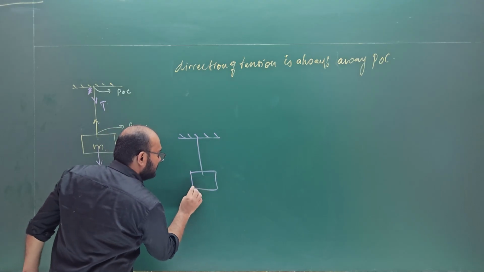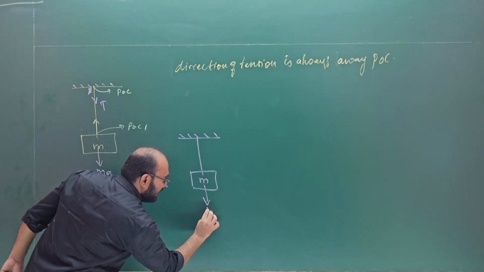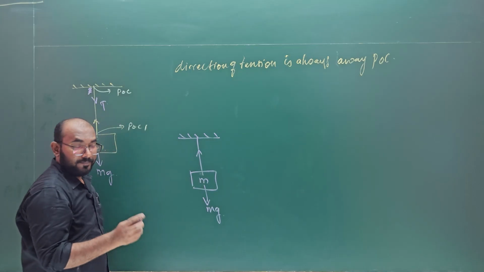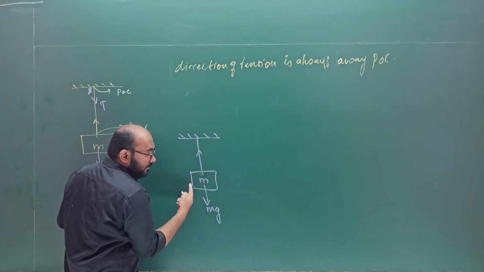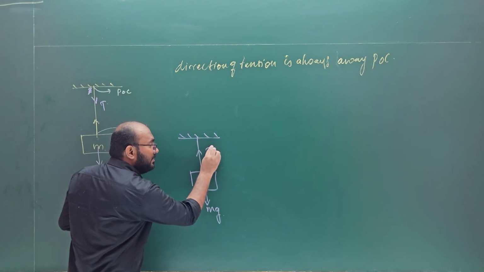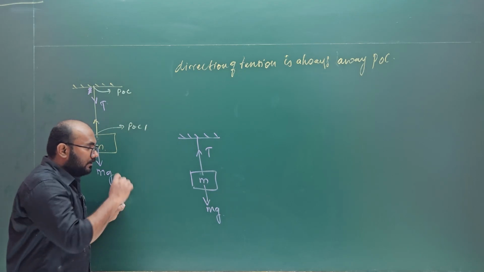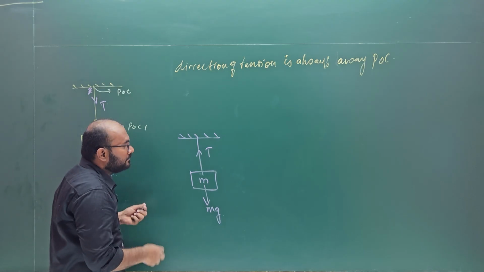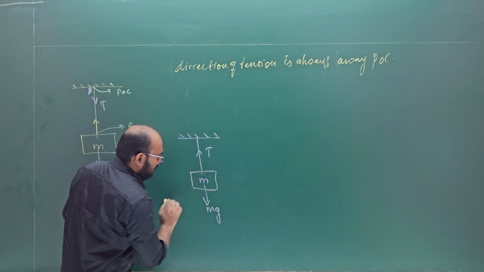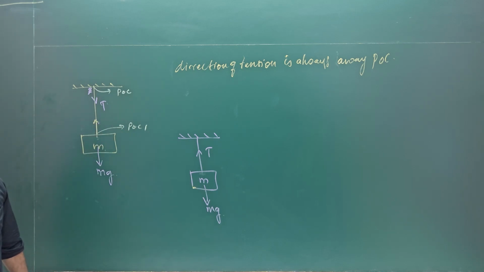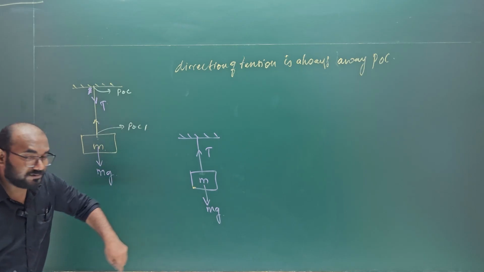Consider this is the mass m. mg is acting in the downward direction. And we are saying that if we are writing the FBD for the body, then definitely tension will be acting in the upward direction. Yes or no? Okay. Now consider who is applying this tension and who is applying this mg.